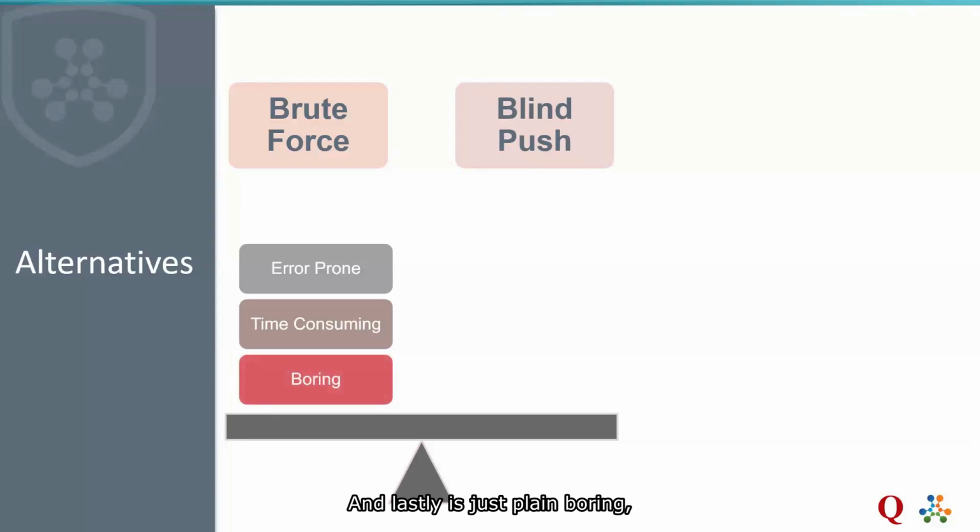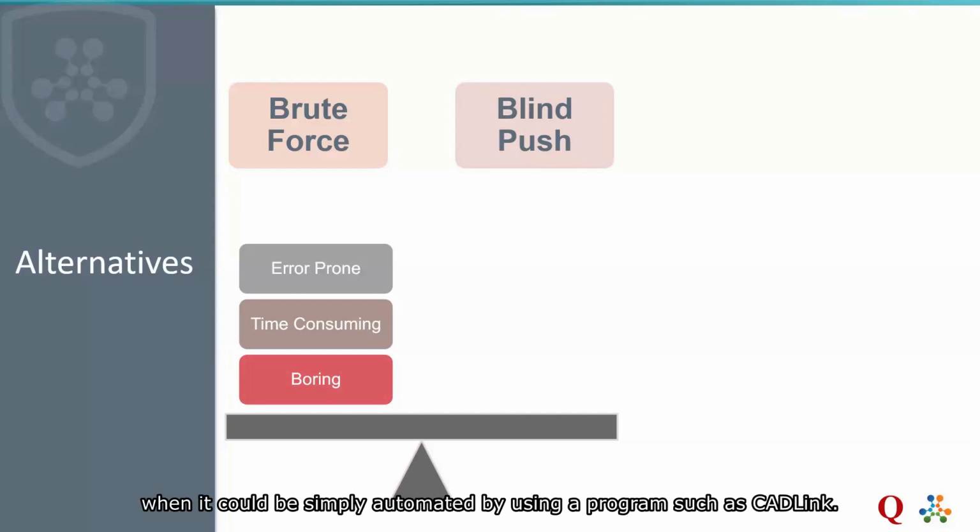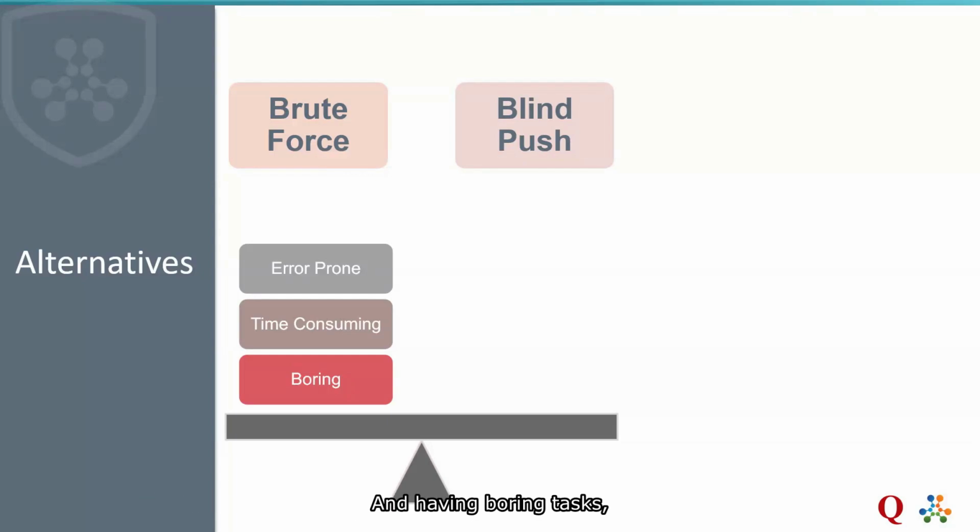And lastly, it's just plain boring. No one wants to spend the majority of their day entering data, looking at two sets of screens or applications and copying that data over, when it could be simply automated by using a program such as CADLink. And boring tasks will kill productivity, because having people enter in things they don't want to do or don't like doing, they will feel bored. It will kill their productivity and overall make the company less resource effective and less productive.